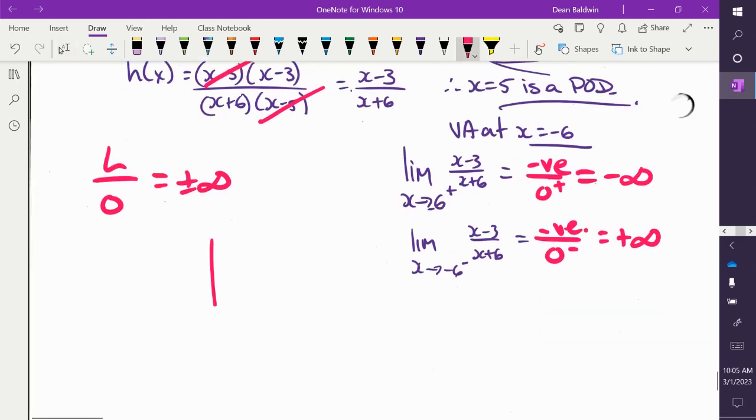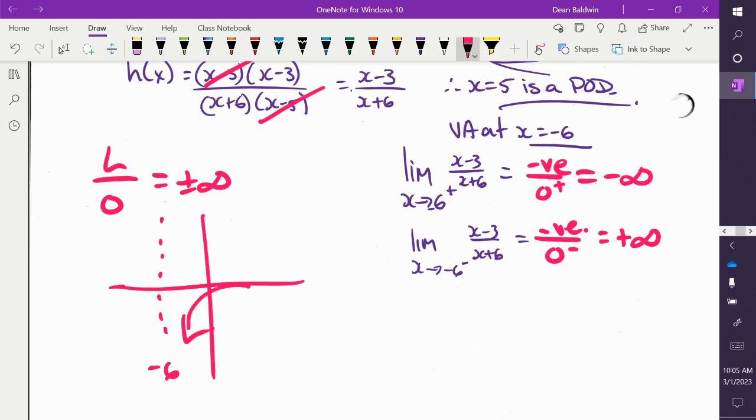And if you looked at this graph, it looks like this. Vertical asymptote at negative 6. You come at it from the positive side, you shoot down to negative infinity. You come at it from the negative side, you shoot up to positive infinity. And now everybody knows. All right, we're going to do another one.